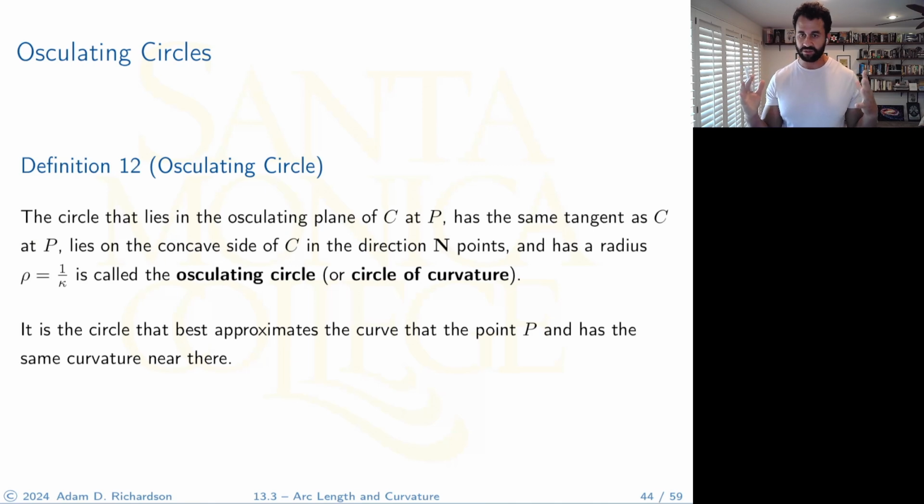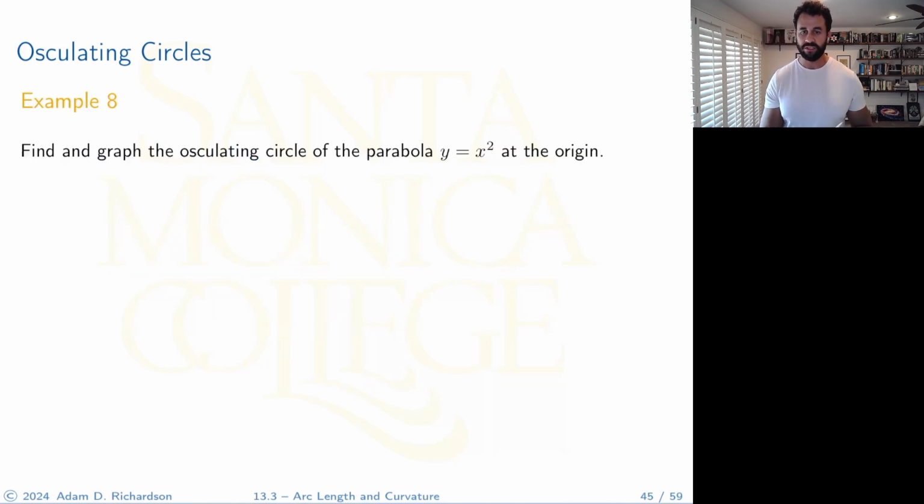So what is the osculating circle more intuitively? It's basically the circle that best approximates the curve at a point and has the same curvature near there. So that's basically what it is. I'll show you a picture in a minute, but let's stick to the algebra first. Find and graph the osculating circle of the parabola y equals x squared at the origin. This one I think I'm going to work out on my own, because then we got to get to torsion too. I'll start with a picture actually, and then I'll do the algebra.